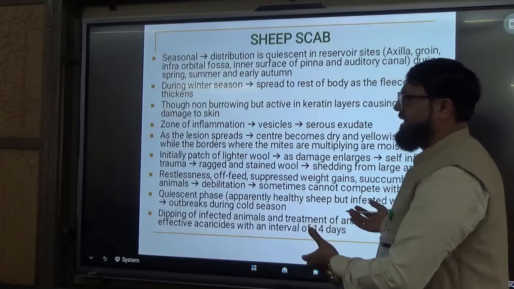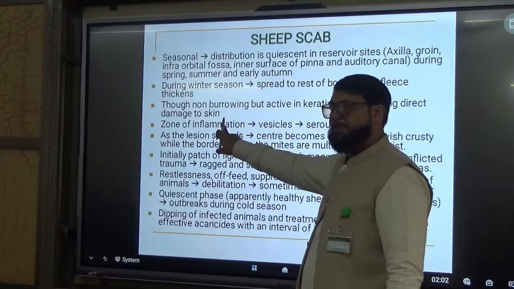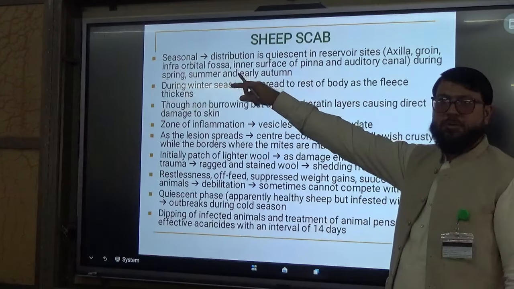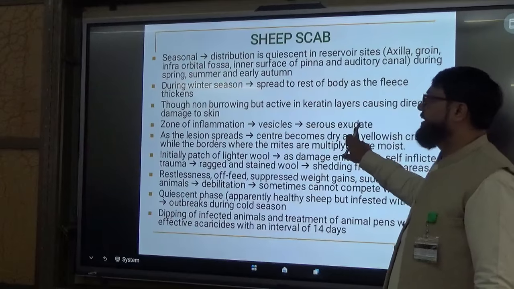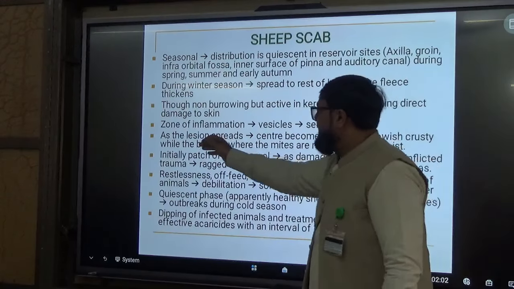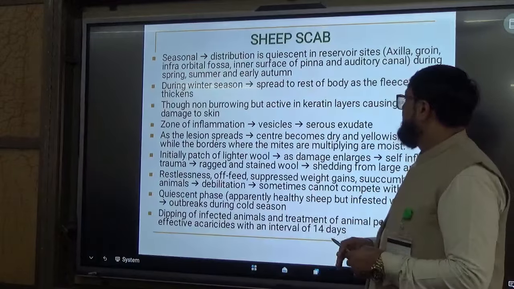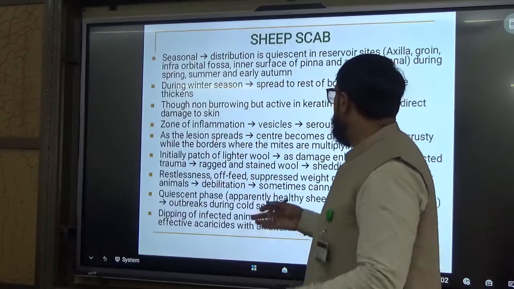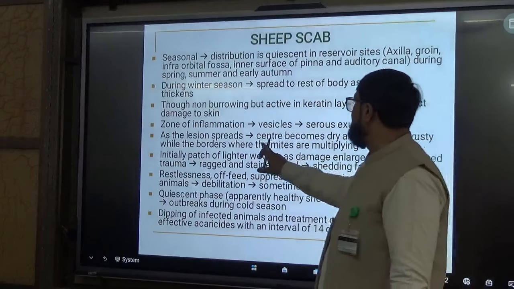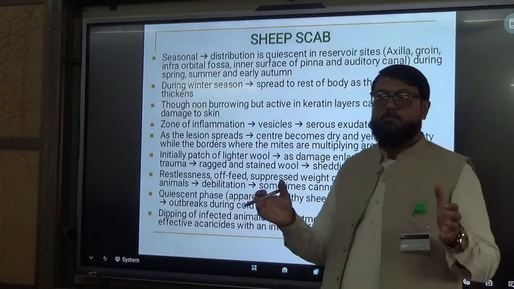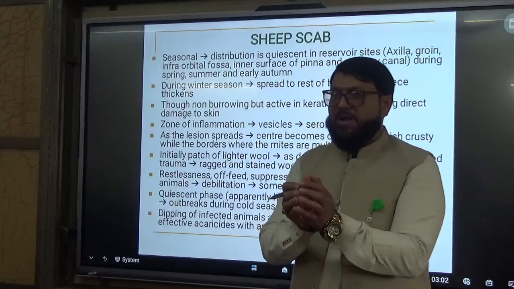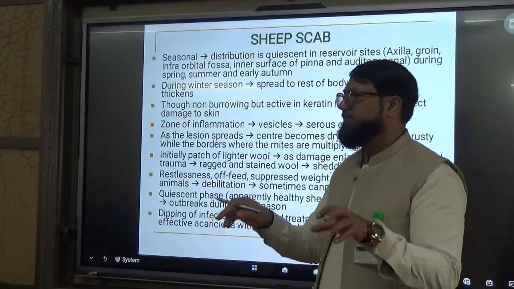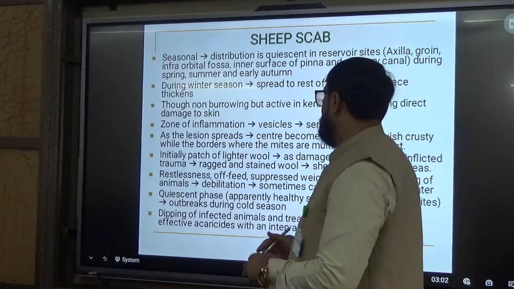And what actually is happening? There is a zone of inflammation where the mite is present, that ends up with vesicle formation. And from that vesicle, in a similar fashion as we talked about earlier, serous exudate comes out. As the lesion spreads, the center becomes dry because the host immune system is also playing its role. The center becomes dry and yellowish crusty, while the borders where the mites are multiplying are moist. So the center would be drier and all the portions away from the center would be moist because the mites are spreading.